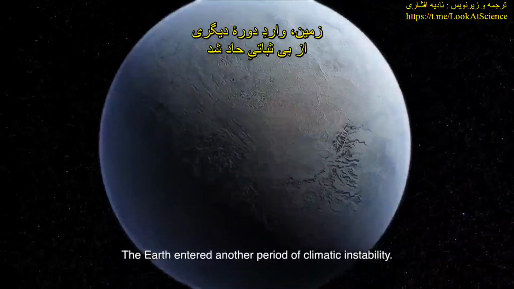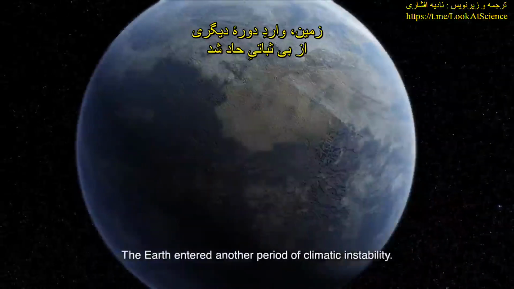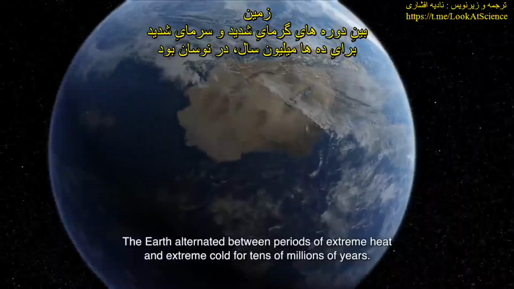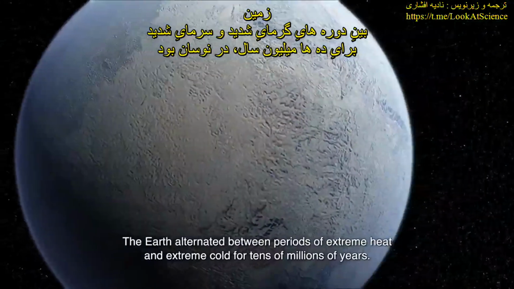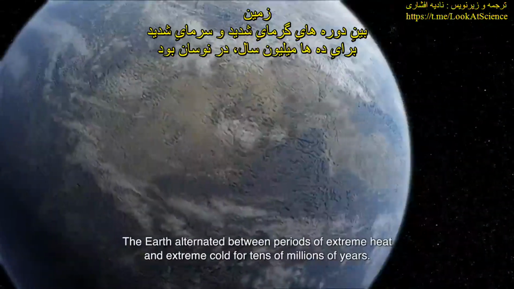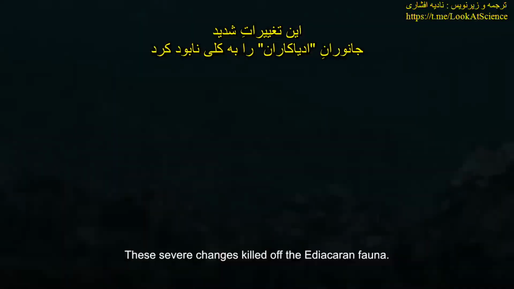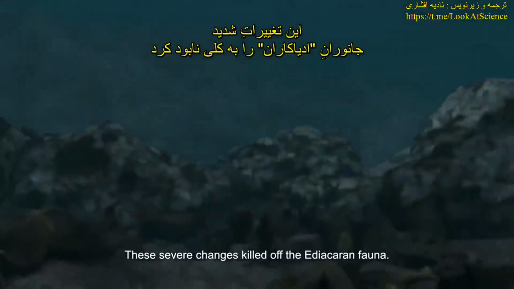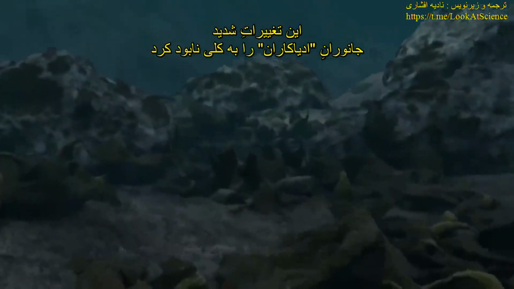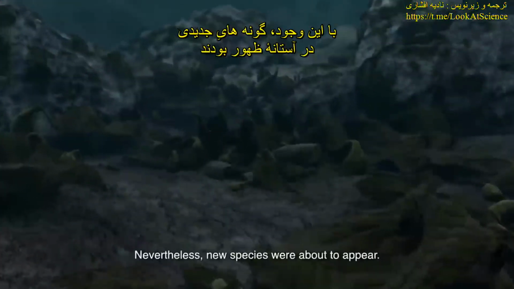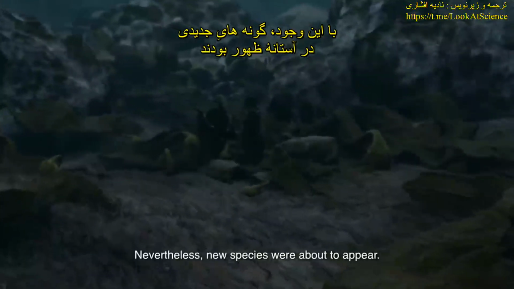The Earth entered another period of climatic instability. The Earth alternated between periods of extreme heat and extreme cold for tens of millions of years. These severe changes killed off the Ediacaran fauna. Nevertheless, new species were about to appear.